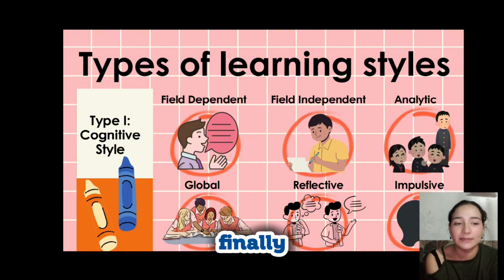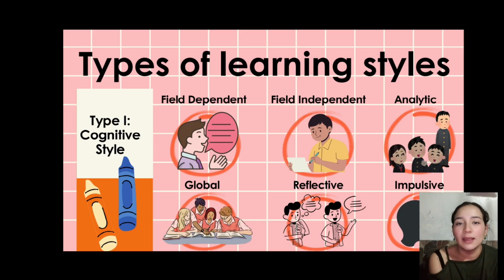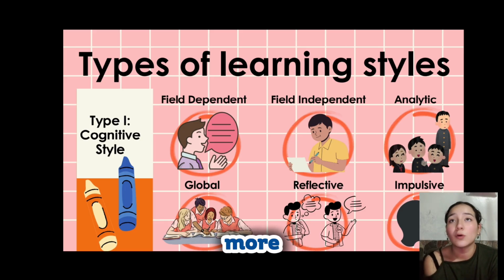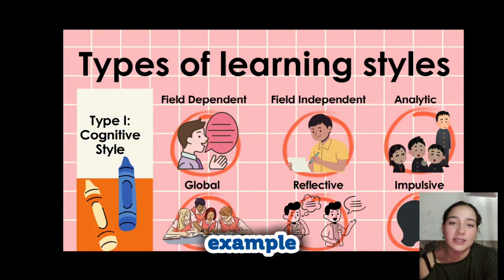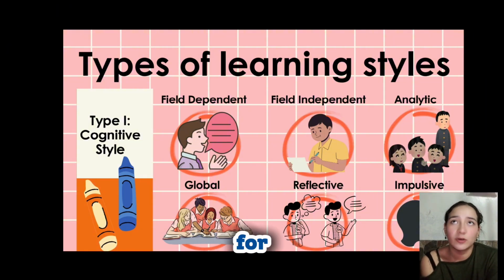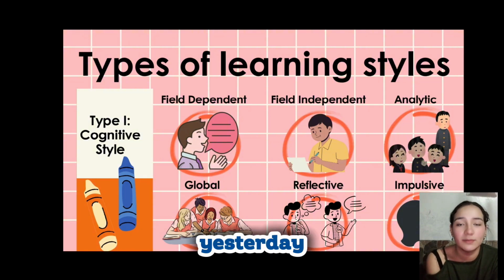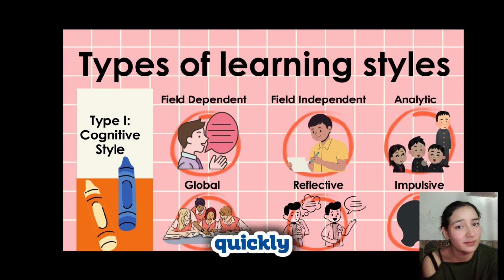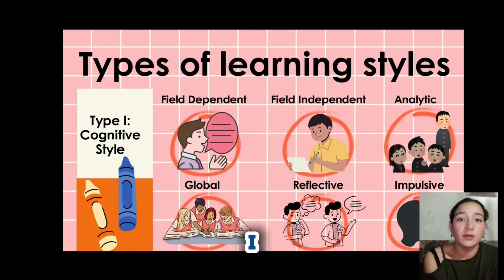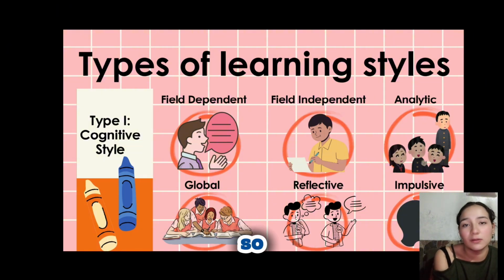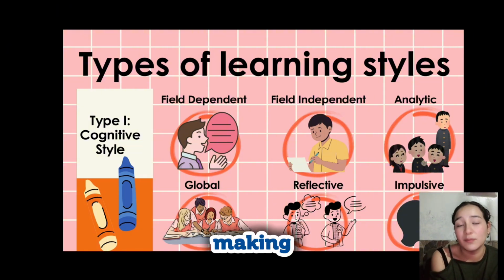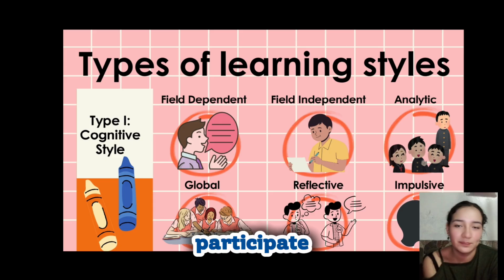And finally, impulsive. Respond quickly and are more willing to take risks. For example, in class, the teacher asks, what did you do yesterday? And the student answers quickly, for example, I go to the park. It is incorrect, but even so, they aren't afraid of making mistakes and they participate.